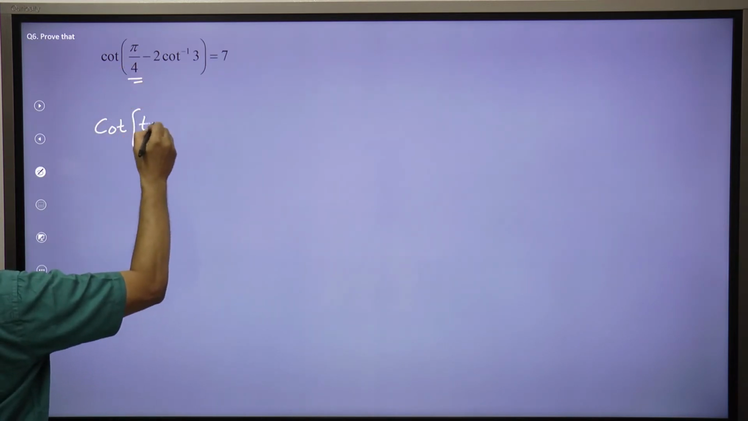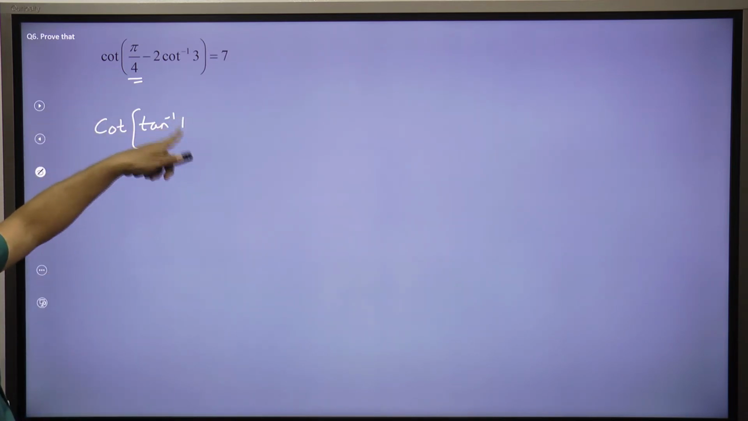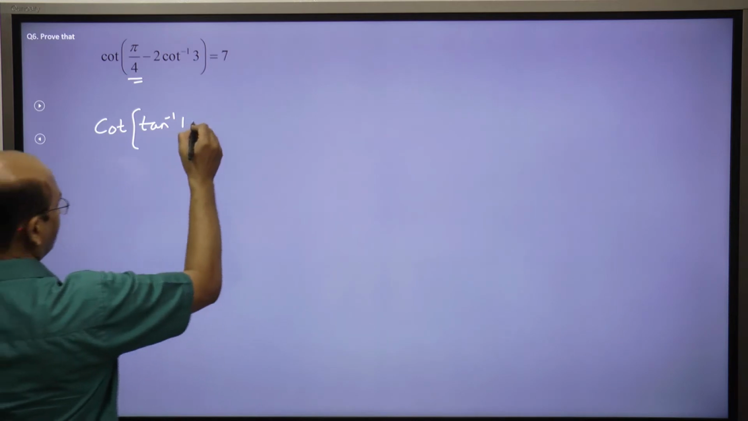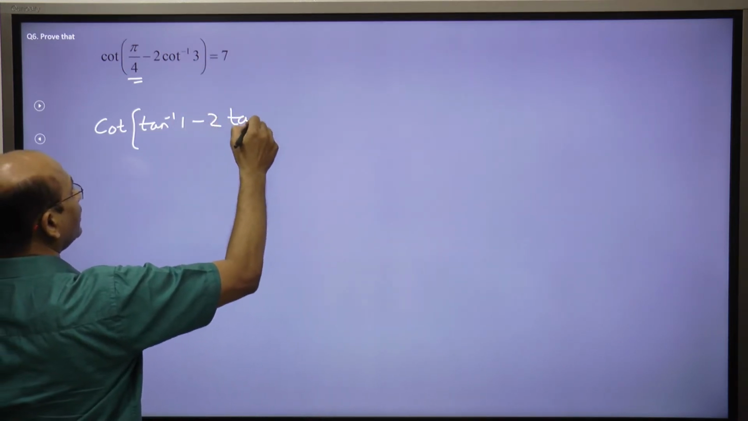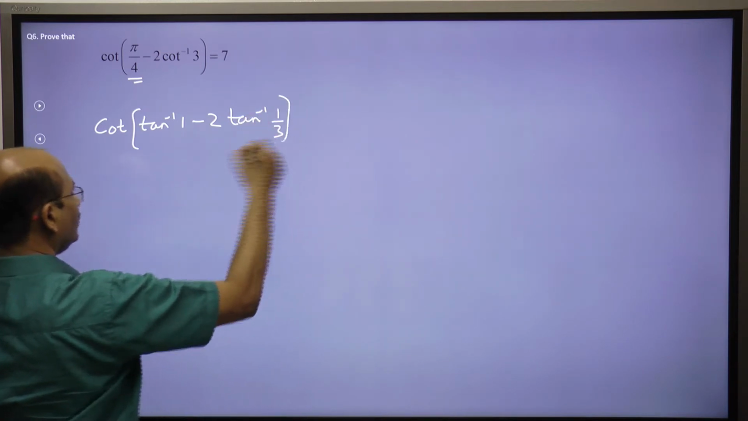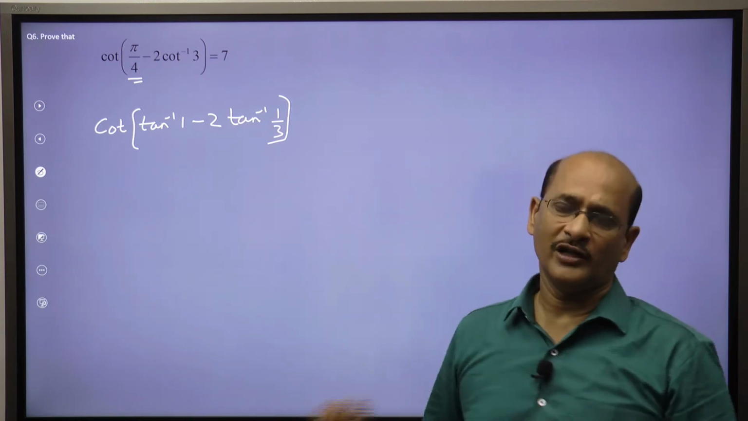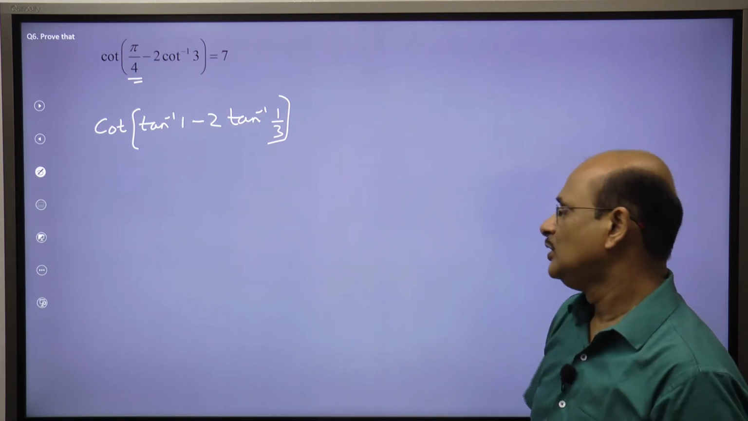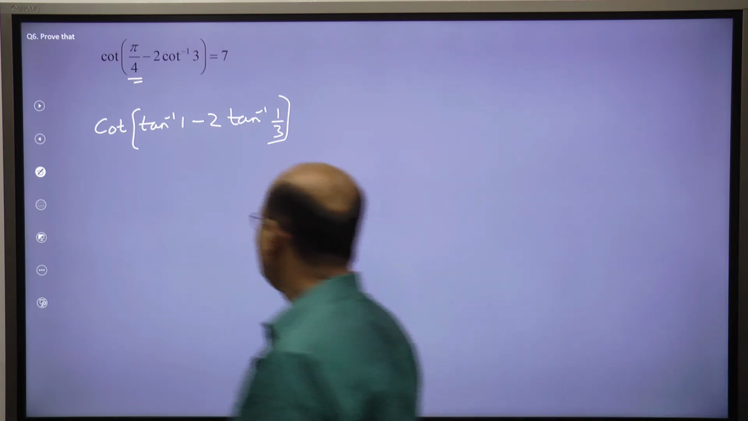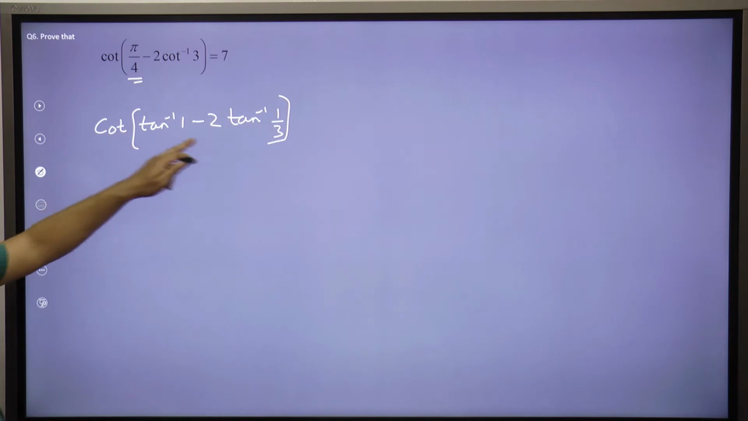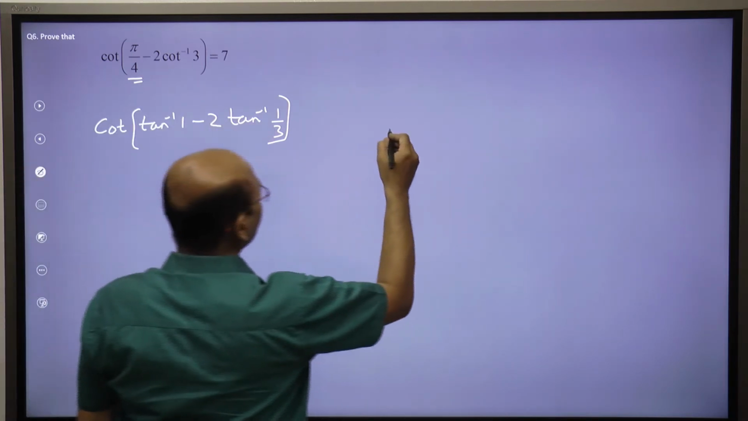Pi by 4 I can say tan inverse 1, because tan of pi by 4 is 1. So tan inverse 1 is pi by 4. Minus, hold your breath, 2 as it is. Cot inverse 3 I can say tan inverse 1 by 3. Because you know there is no breakthrough in cot inverse ratio. So best is I convert into tan inverse 1 by 3, because tan and cot are inverse of each other. And now I can apply. Now this is not a problem. Here also there is 2 tan inverse x. Everybody knows the formula 2 tan inverse x.